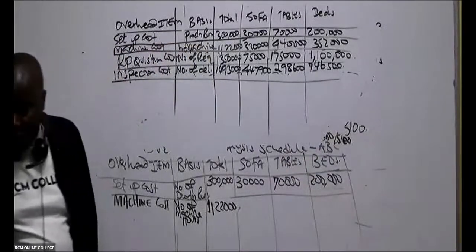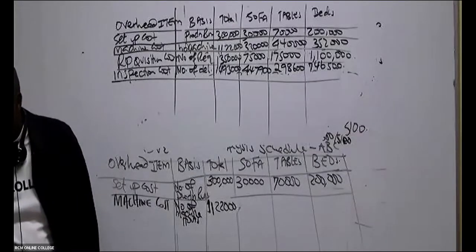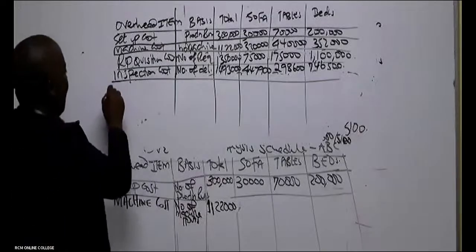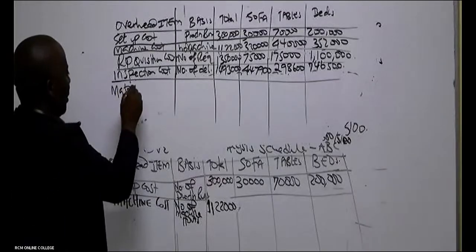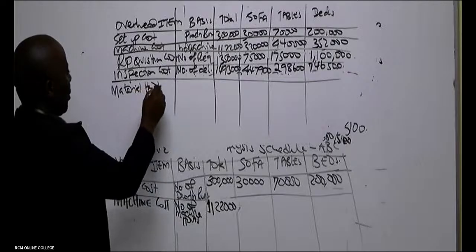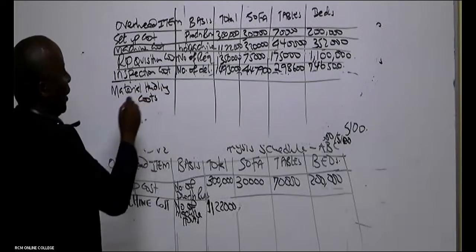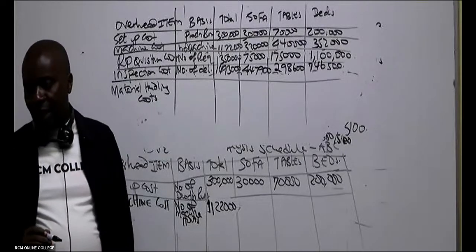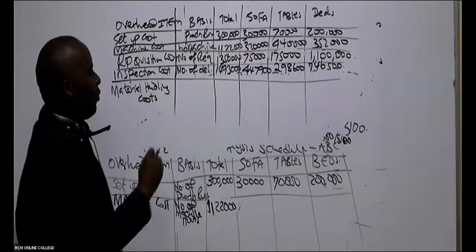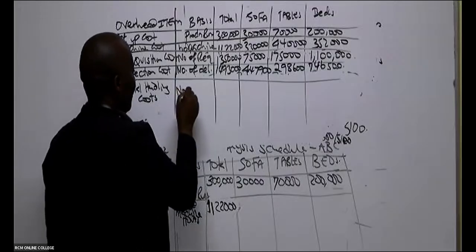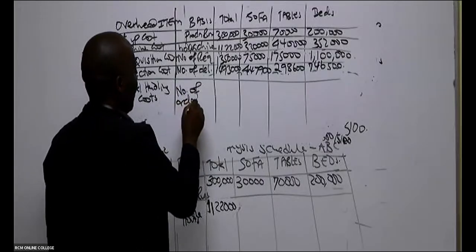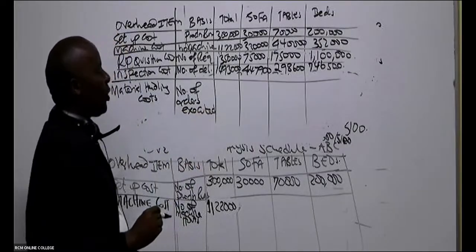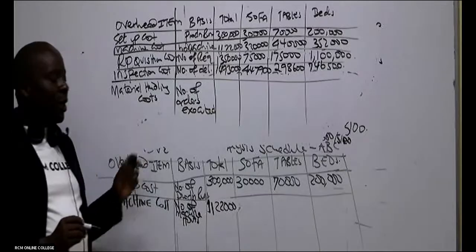So the next one is known as who? Material handling costs. Have they given us a criteria for apportioning? What is it? Number of orders executed. So number of orders executed, how much is the material handling cost?